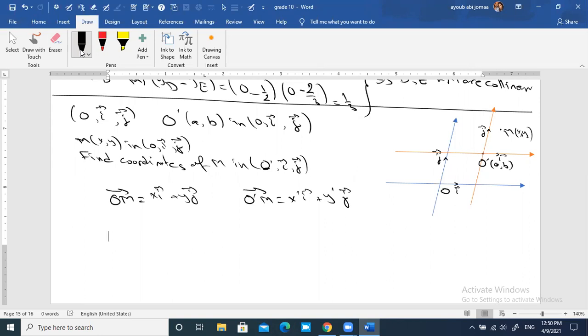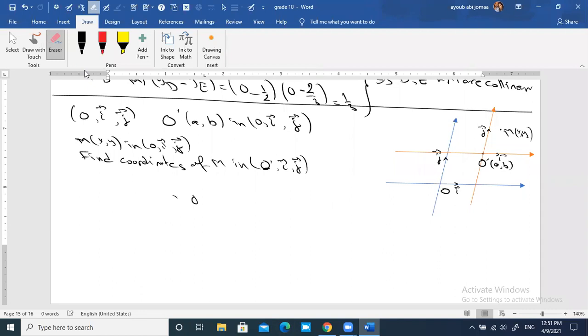Keep a rule in your mind: when you have to find coordinates of a point in a given system, you have to find the vector from the origin, whatever the origin is, O prime M, as a linear combination of the bases you have, I and J, whatever the base is. Now we will give an example if it is other than I J. Okay. Now to start, this is my goal. Find O prime M as a linear combination of I and J.